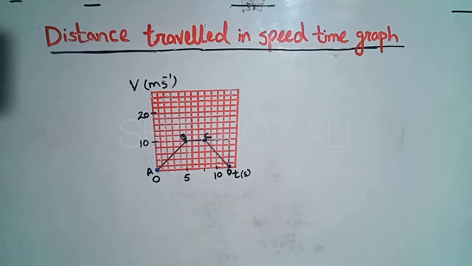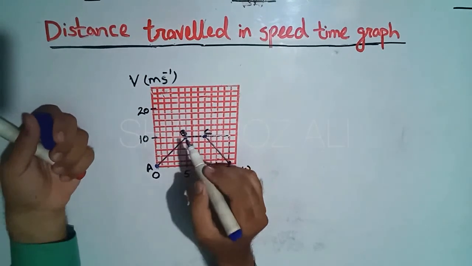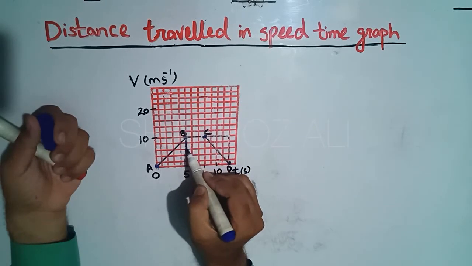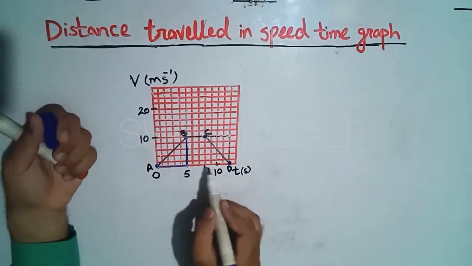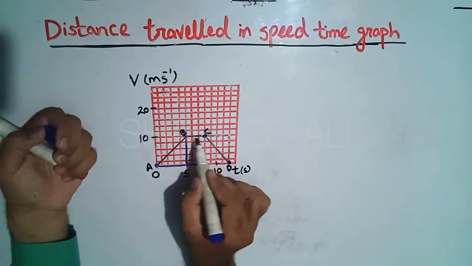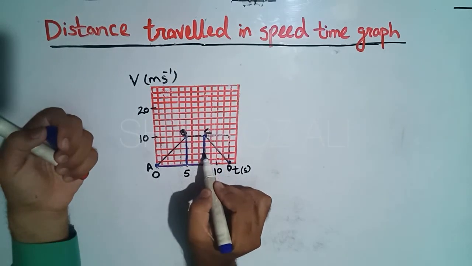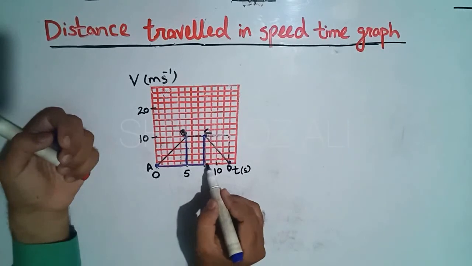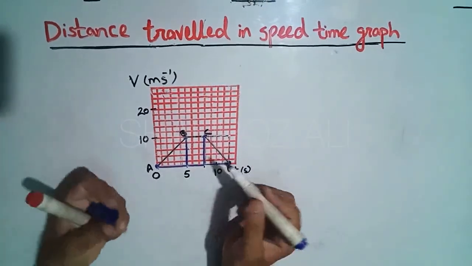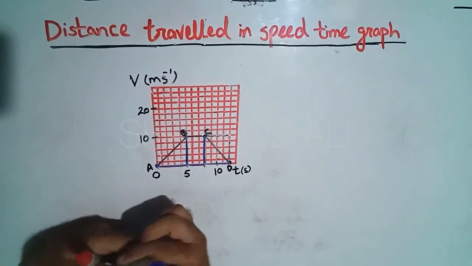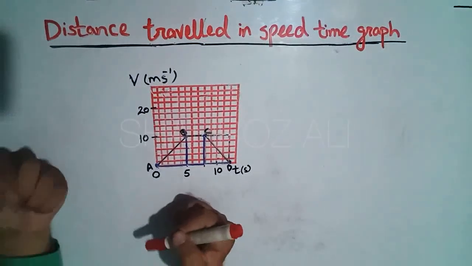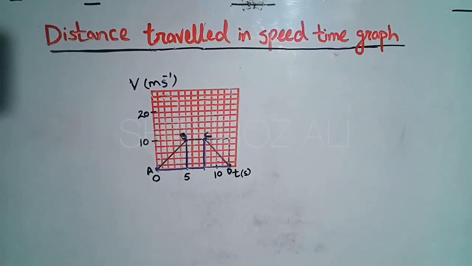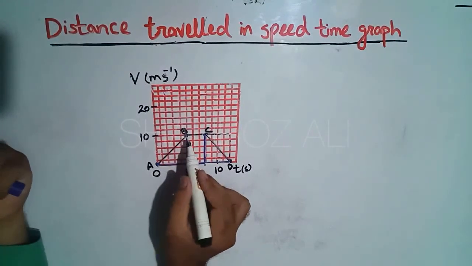There you can see I am making three different shapes. From A to B we have a triangle here, from B to C we have a rectangle here, and from C to D again we have a triangle here. So I have divided these three lines into three different shapes to find the distance in an easier manner.